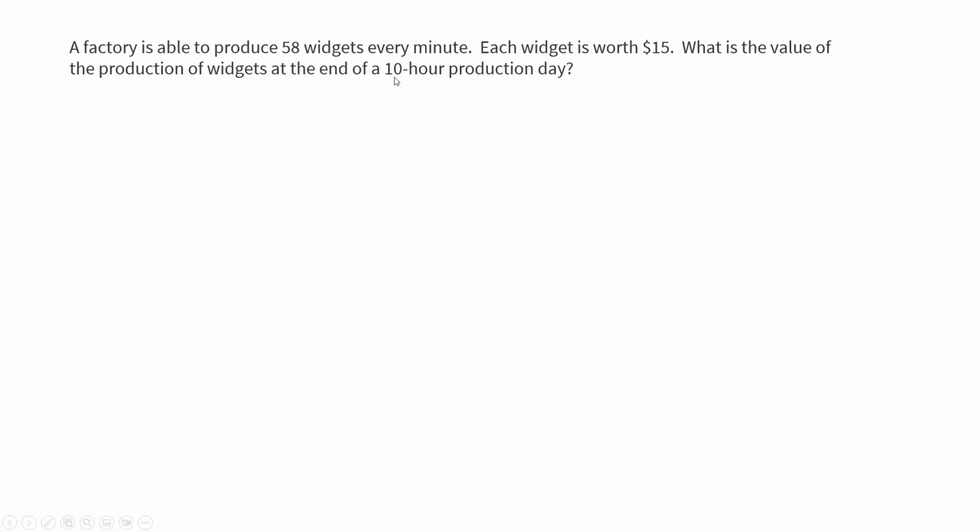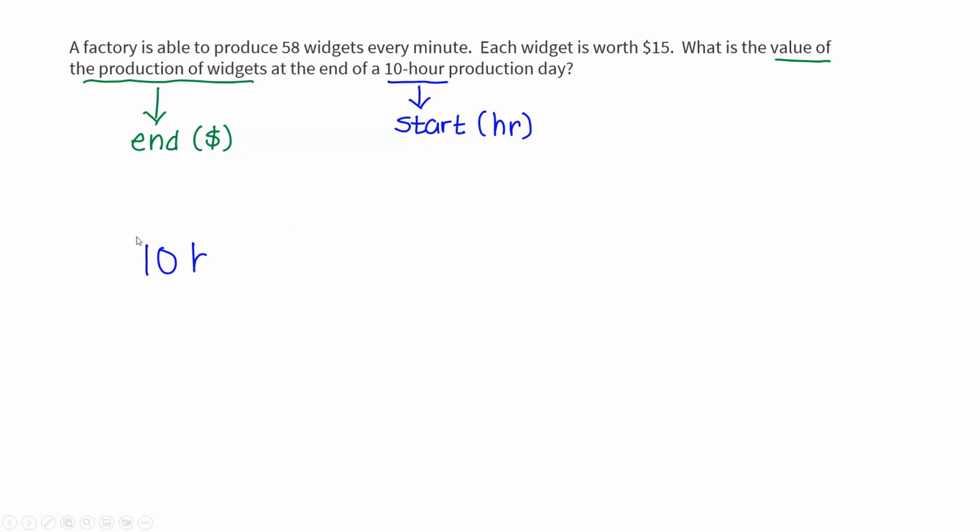But what you're starting with here are 10 hours of production time. So that's what you're starting with. You ultimately want to find, because it's asking you for the value of the production, the end result in dollars. So we're starting with hours here, and we want to end up with dollars. So starting with 10 hours, we want to start using the information in this problem to convert. Now, the thing is, we have 58 widgets for every minute. We have hours here, so this probably needs to be converted to minutes. So converting this to minutes, 60 minutes in 1 hour. So now we have the quantity of time that we have for our production day in minutes.